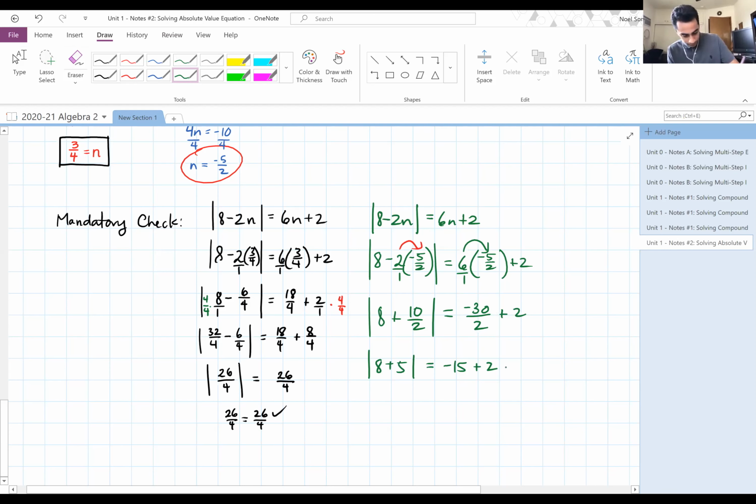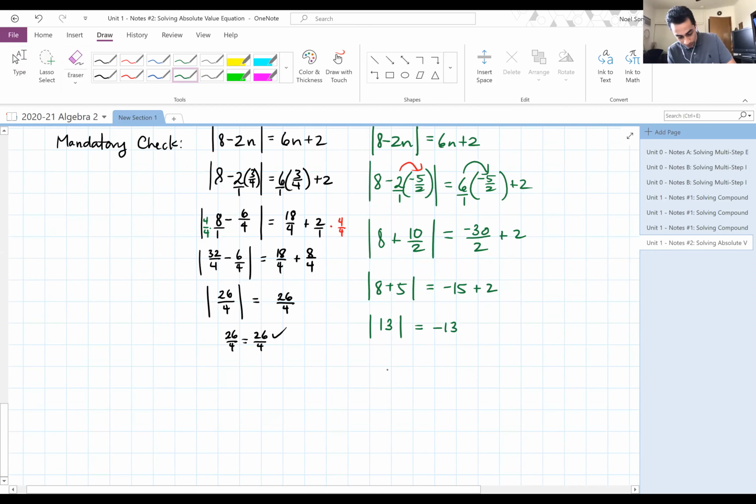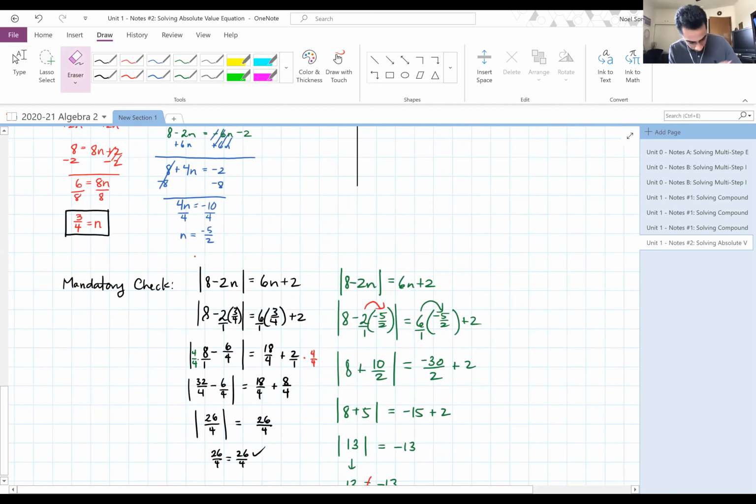And here's what we got. We can add up the inside of the absolute value first. We always clean up what's on the inside first. So we get the absolute value of 13 is equal to, on the outside, negative 15 plus 2, that's negative 13. So ultimately, the absolute value of 13 becomes 13, but that's not equal to negative 13. And this is why it's necessary to check, because one of the solutions was giving us a false statement. You can see that 13 does not equal negative 13. Therefore, the solution that we used, negative 5 over 2, was not a valid solution. This was the extraneous solution.